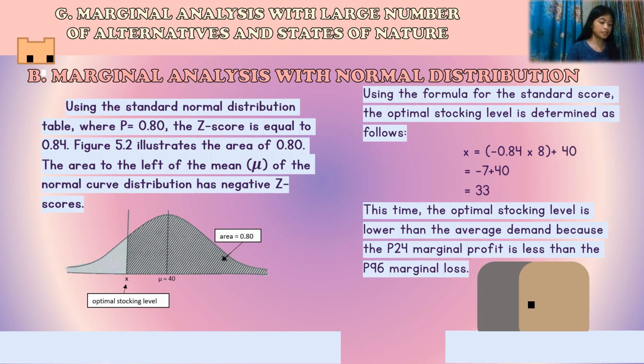And since negative 6.72, kailangan natin siyang i-round into 7. Now we have negative 7 plus 40. So what we're going to do is to add it. Negative 7 plus 40 is equal to 33. And there we have our optimal stocking level. So this time, the optimal stocking level is lower than the average demand because the 24 peso marginal profit is less than the 96 peso marginal loss.